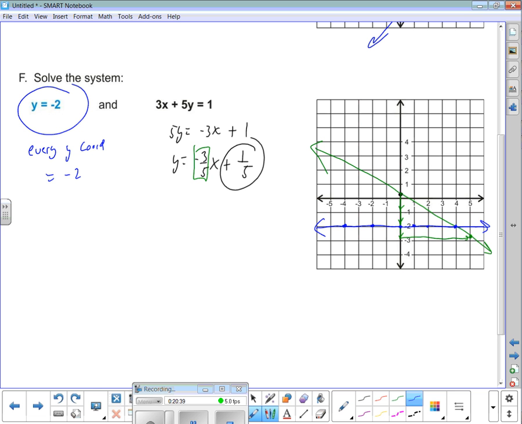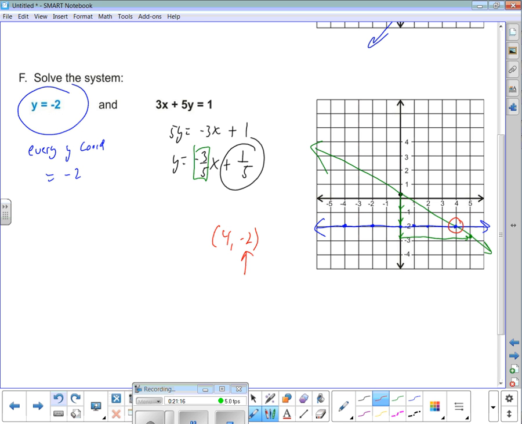Now, it appears to me that the point of intersection is the point (4, -2). That's how it appears. But you know what? We had a fifth right there, and how accurate was I? I really don't know. If I were with a ruler at home, it may look maybe like (3.9, -2). Now I know the y coordinate is -2 because that blue line is on -2. I'm not really sure about the x coordinate.